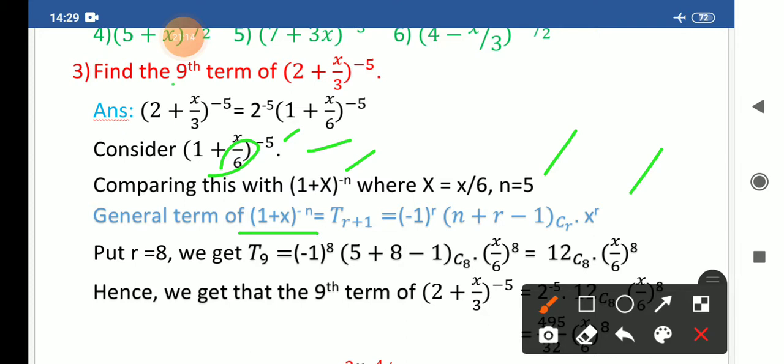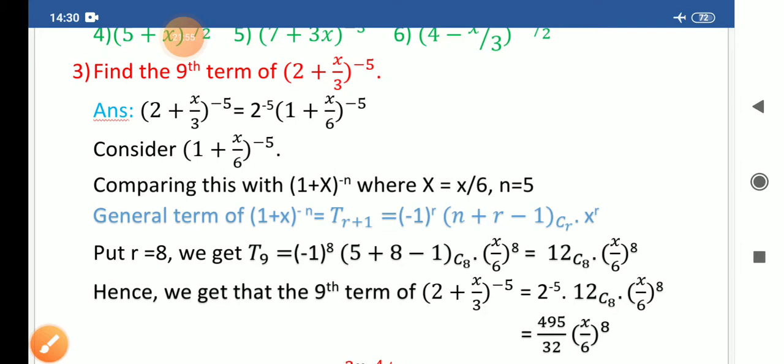We want the ninth term. Ninth term means t9. T9 means t8 plus 1, like this, t(r plus 1). So t8 plus 1, so r is equal to 8. Substitute in this: minus 1 power r means 8, (n plus r minus 1) c r, n is 5, r is 8, so 5 plus 8 minus 1, c 8, x means x by 6, power r means 8. That is minus 1 power 8; 8 is an even number, so that is positive. 5 plus 8 is 13, minus 1 is 12, so 12 c 8, (x by 6) power 8.